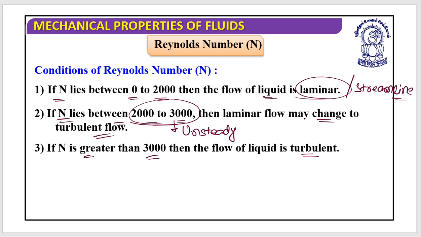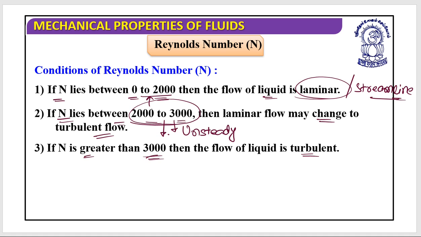It's an unsteady rate. Unsteady means if this flow is less than 2000, it will move to the streamline. If this flow is greater than 3000, it will move to the turbulent. So basically it will switch over from one phase to another phase. But if it is less than 2000, it is streamline. If it is greater than 3000, it is turbulent, that is for sure. And from 2000 to 3000, it is going to switch over.